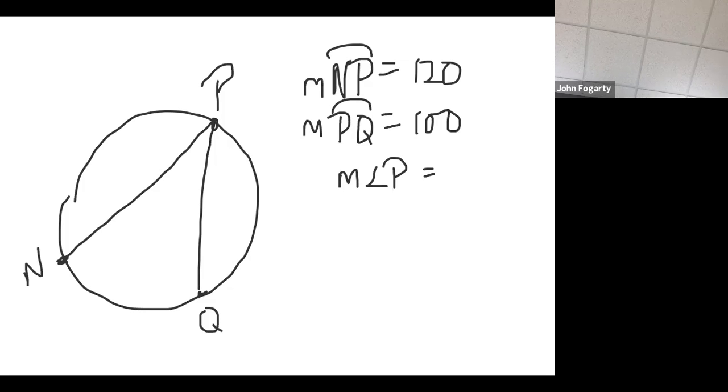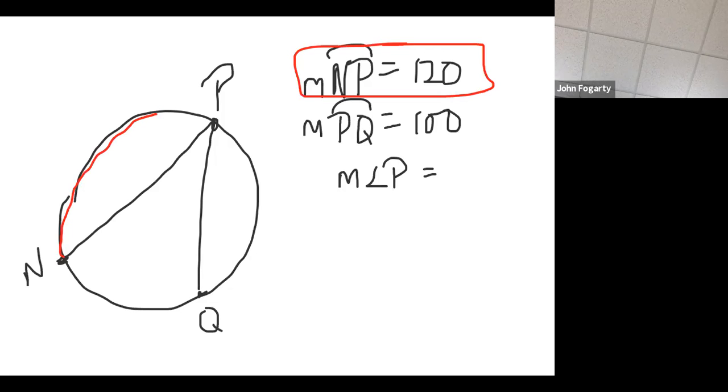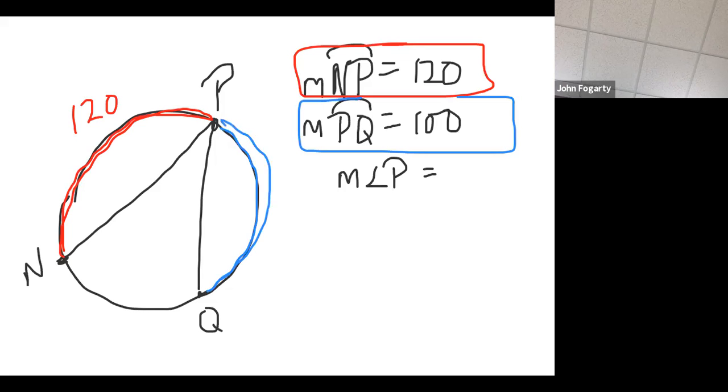All righty, now, here's what they told me, ready? Arc NP is from here to here, and that's 120. And then they told me PQ, and that's from here to here, and this is 100. They want me to find out what this angle is. Well, what kind of angle is P? Its vertex is on the circle, and its sides are chords of the circle. So it's an inscribed angle.